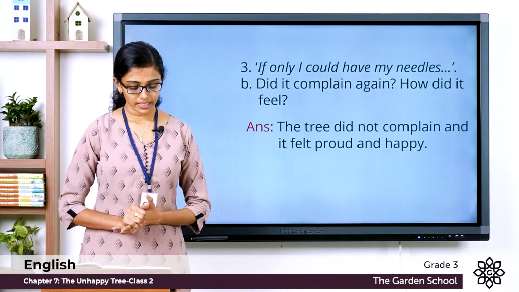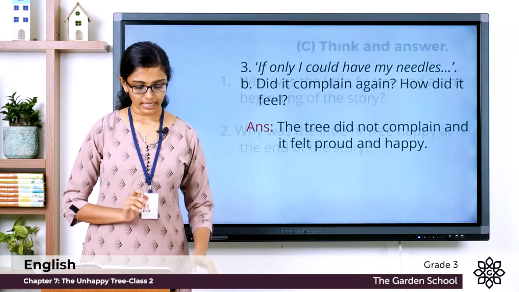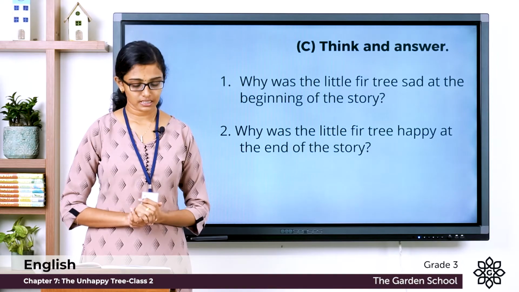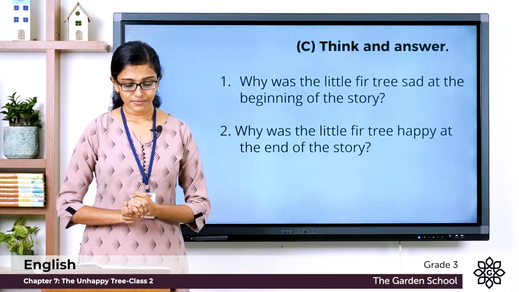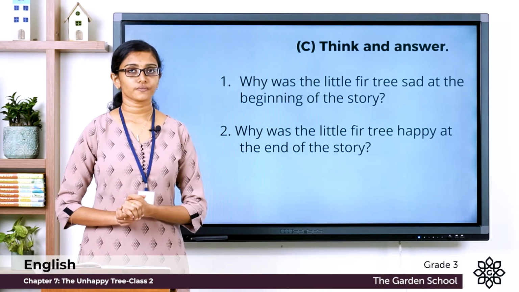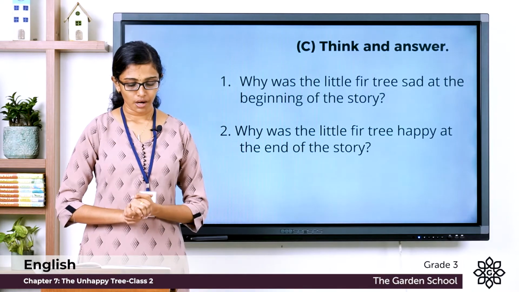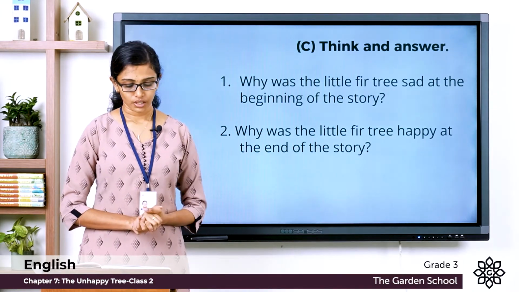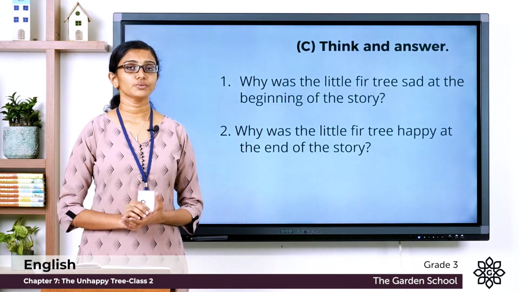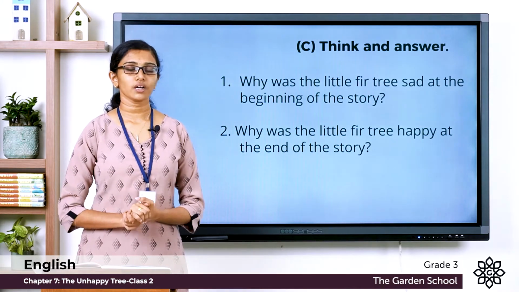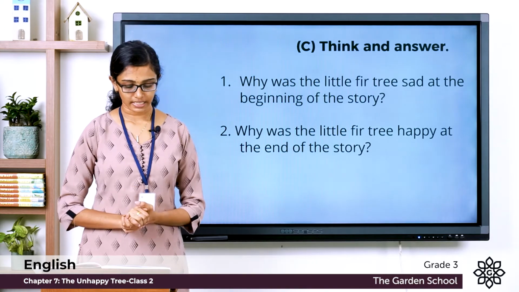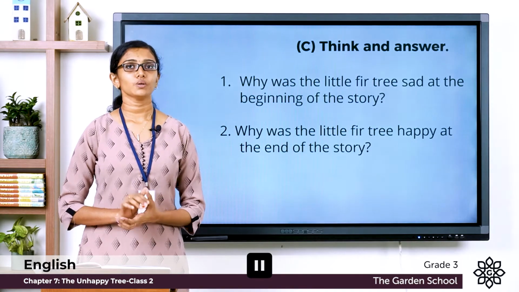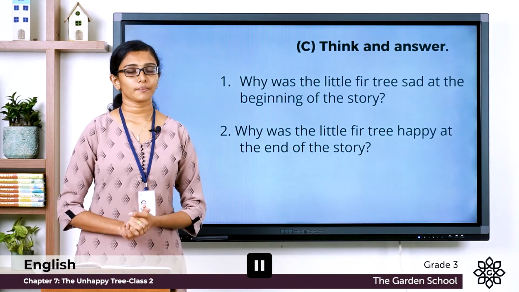So that was section B. Now section C, think and answer. There are two questions given here. Why was the little fig tree sad at the beginning of the story? And question 2 is, why was the little fig tree happy at the end of the story? So these two questions you have to answer yourselves in your notebook. You do this as an activity. Please pause the video, finish writing the answers and come back.